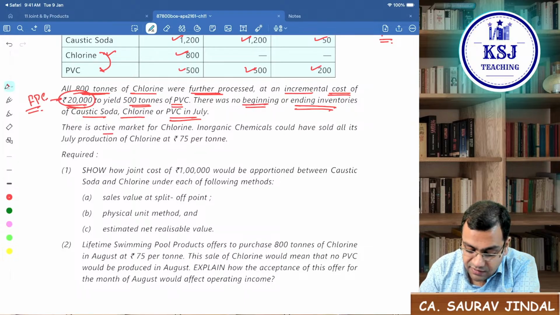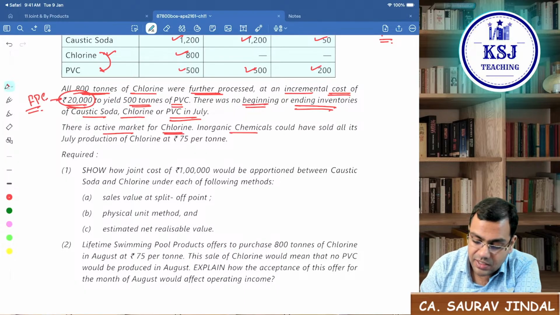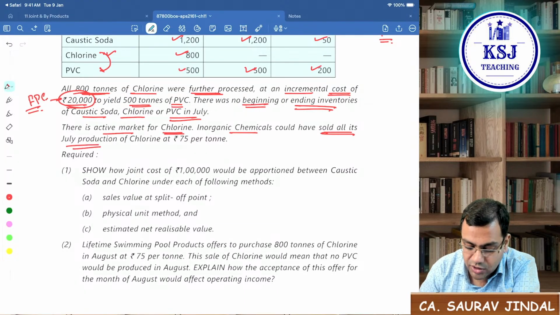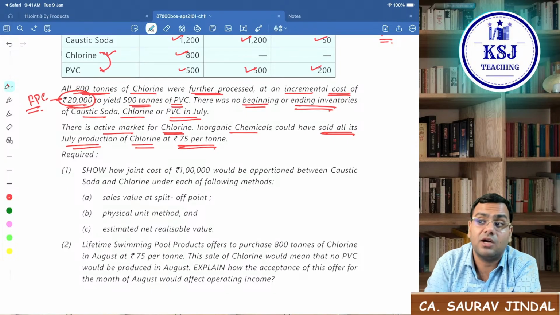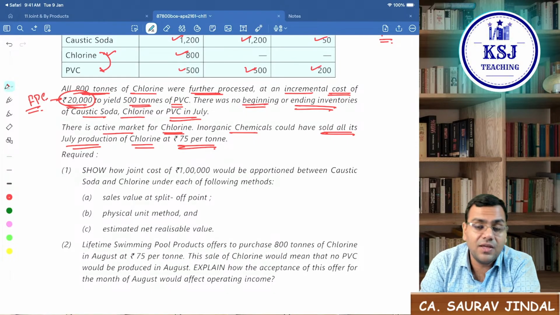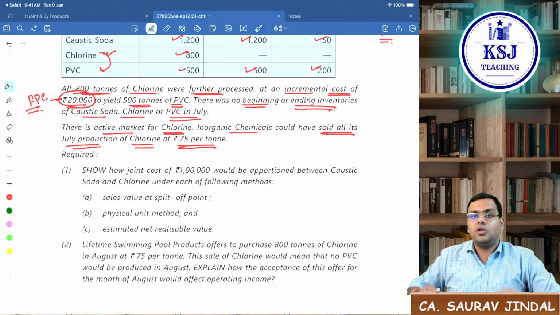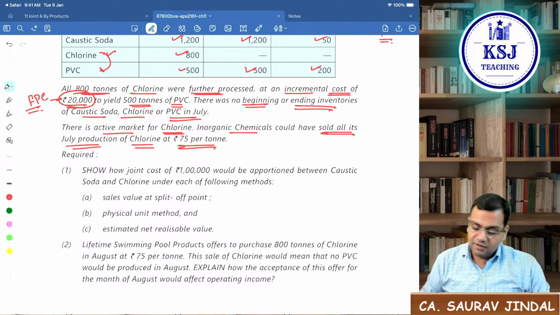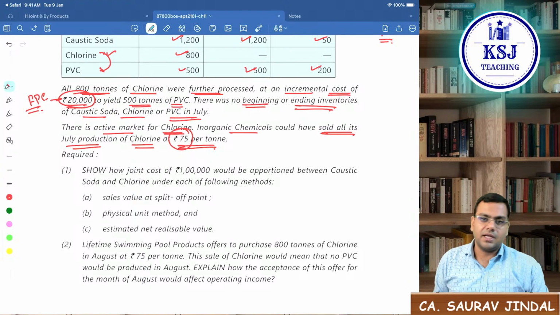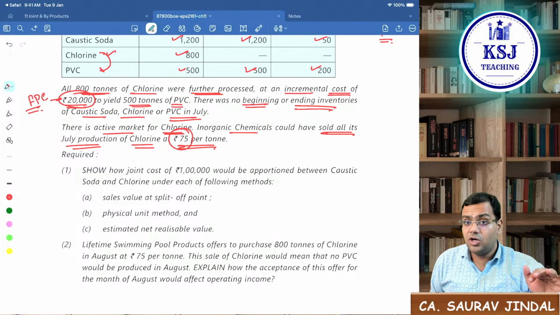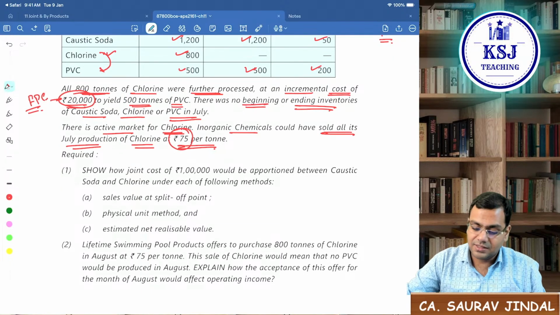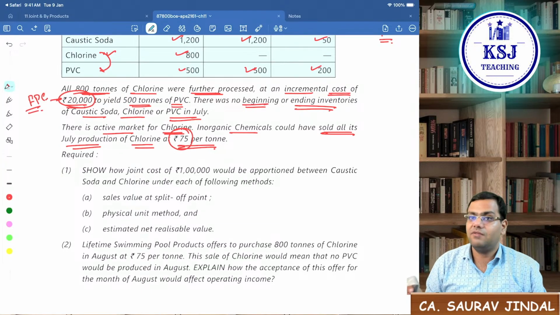Now there is an active market for chlorine. Inorganic Chemicals could have sold all this July production of chlorine at rupees 75 per ton. Now they say the chlorine itself can be sold in the market. If you want to sell chlorine as such in the market, it will fetch 75 rupees per ton. If you do not convert chlorine into PVC, you sell chlorine as such in the market, you can fetch 75 rupees per ton.